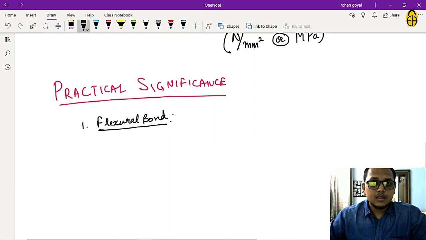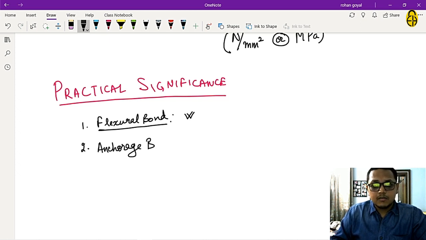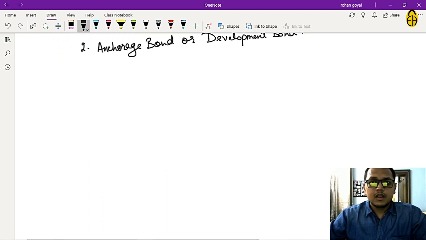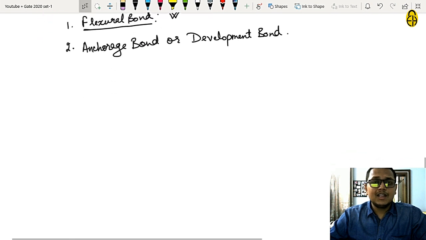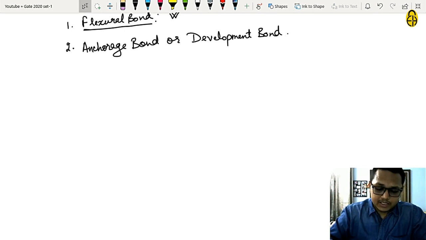Now first is the flexural bond that we have seen, how the bond resistance plays a role in flexural bond, and second is anchorage bond or development bond. Now this bond comes into picture when there are bar endings, reinforcement bar endings or cutoff points.